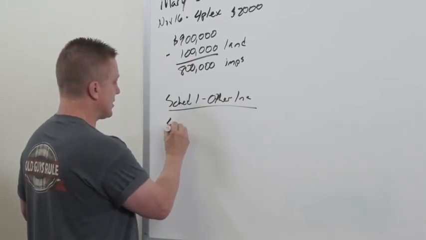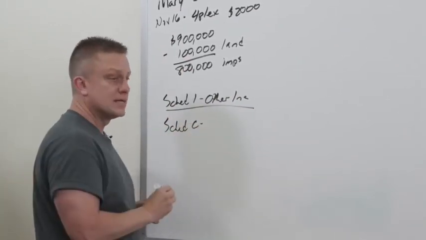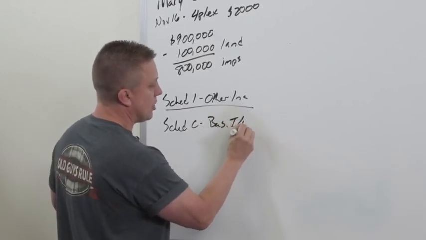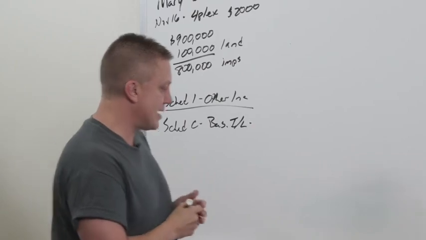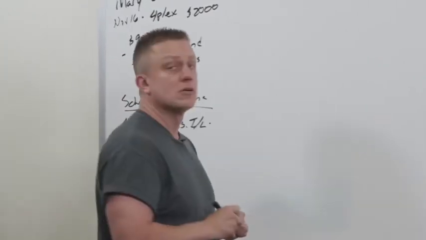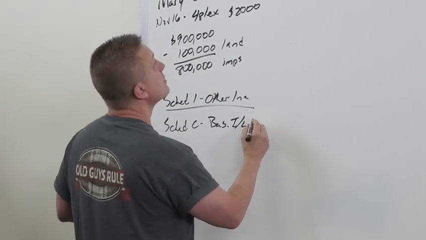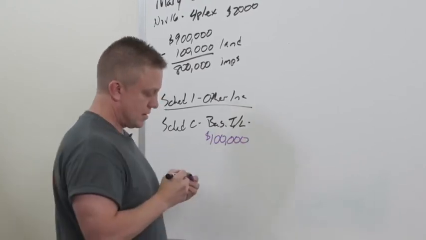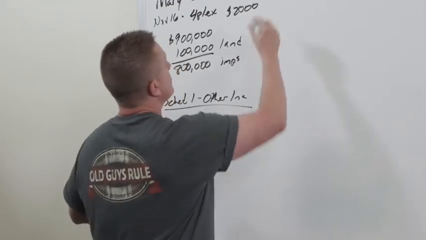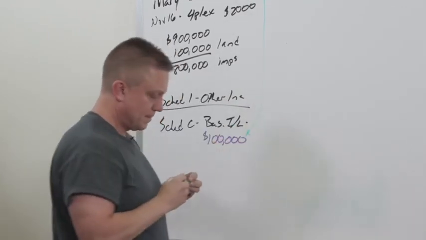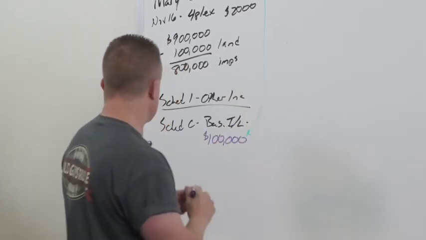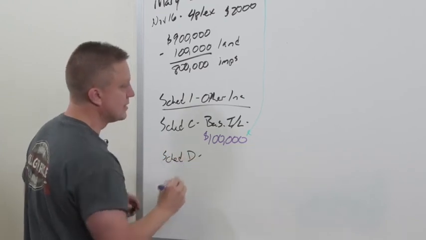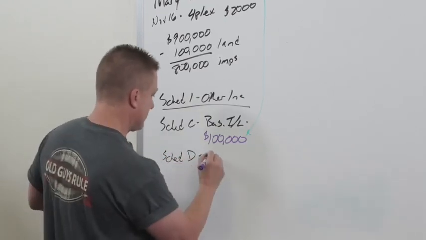First off is called Schedule C. That's business income or loss. For these guys, that's Mary. Mary made $100,000. Right? And I'm going to draw that line so we know where these numbers are coming from. Next, I want to talk real quick about Schedule D. That is capital gains.